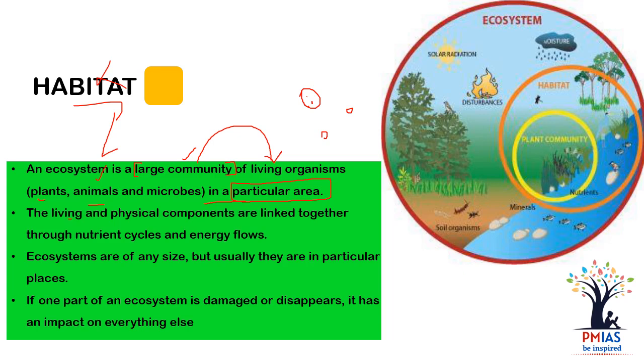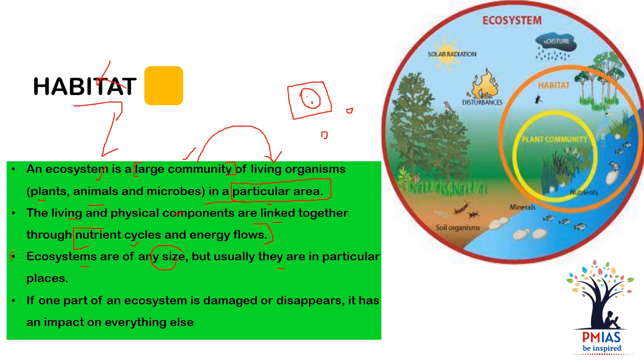So the living as well as the physical components are linked together. If there is a community in this place, all the components there are interrelated. Why are they interrelated? Because of the nutrient cycle as well as the energy flows. For a living organism to survive, it is mandatory to have the nutrient cycle as well as the energy flows. And see here, ecosystems can be of any size, but usually they are in particular places.